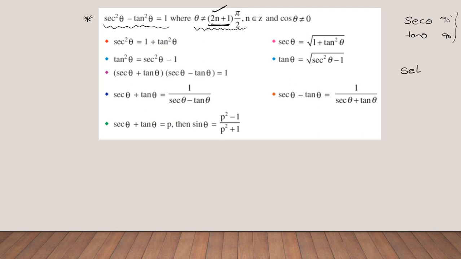You can remember this as theta. The cheat code is theta, and this is the order. First comes S and later T. First comes S, then only T, right? So secant square theta minus tan square theta is equal to 1.